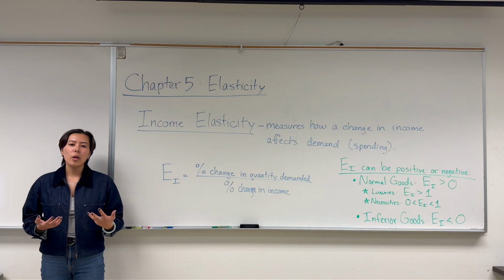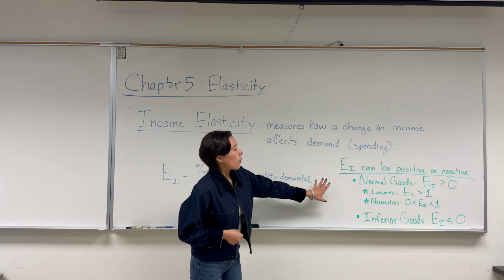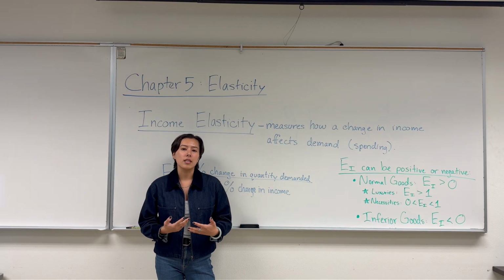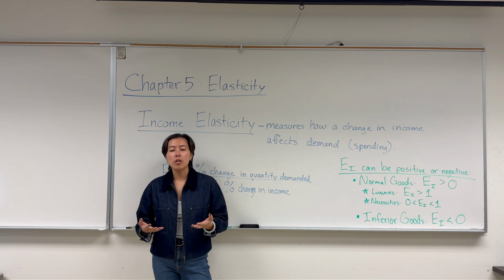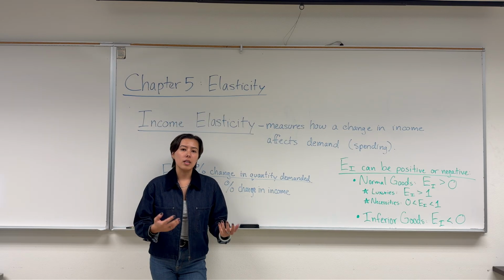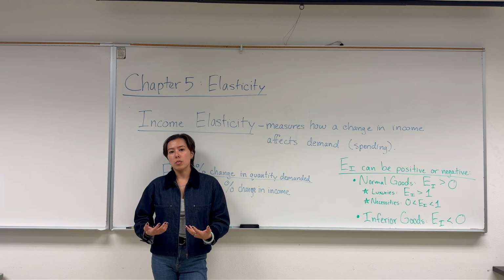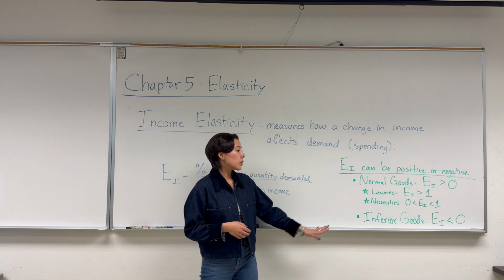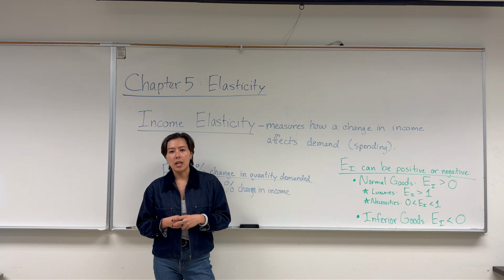We'll do a practice problem for this in just a little bit, but first I want to point out the different conditions that we can have for our income elasticity of demand. So when we talked about how income can shift the demand curve, we had two scenarios. We had normal goods, where increases in income lead to an increase in demand, and we had inferior goods, where an increase in income led to a decrease in demand. So we're going to be able to illustrate that same idea here using our income elasticity of demand.